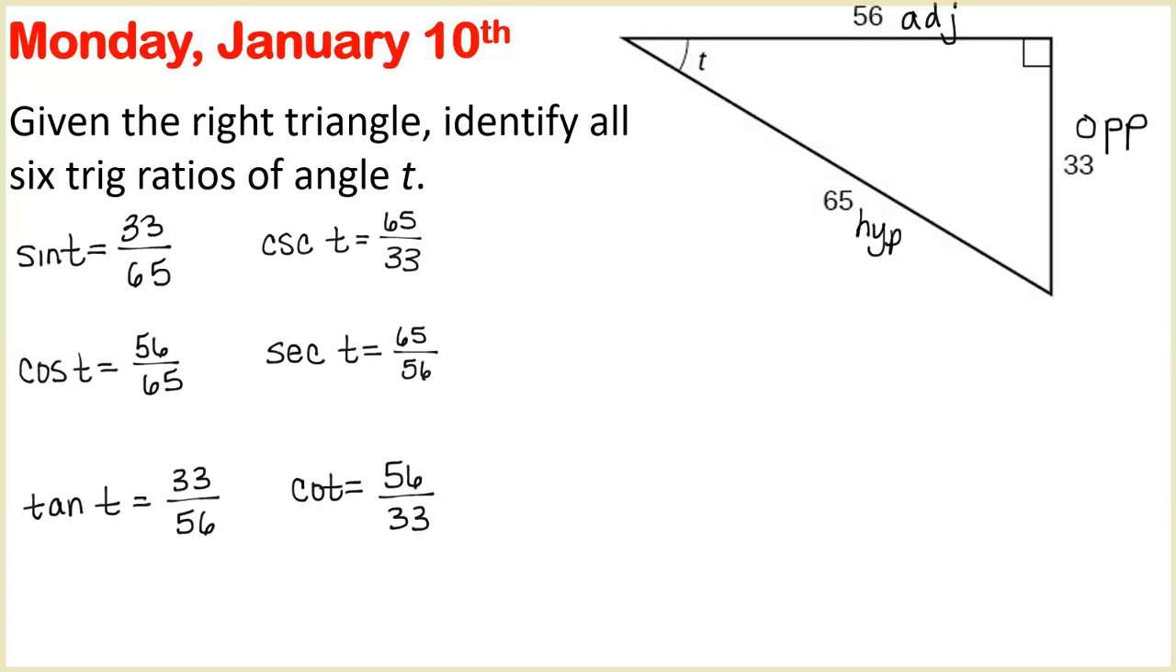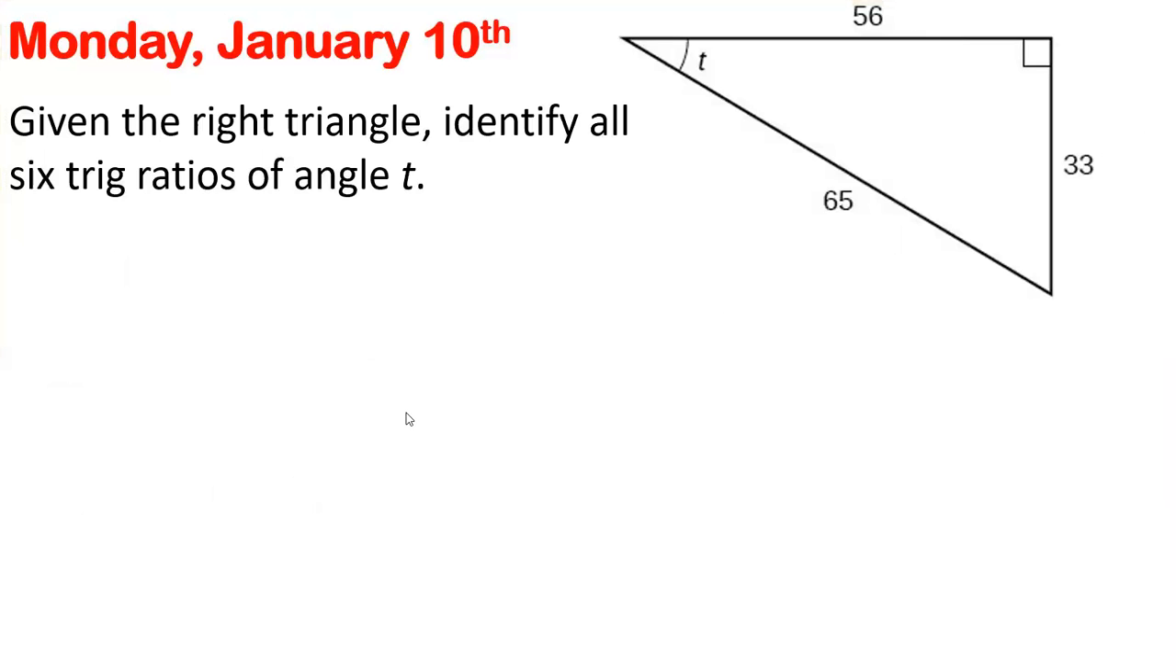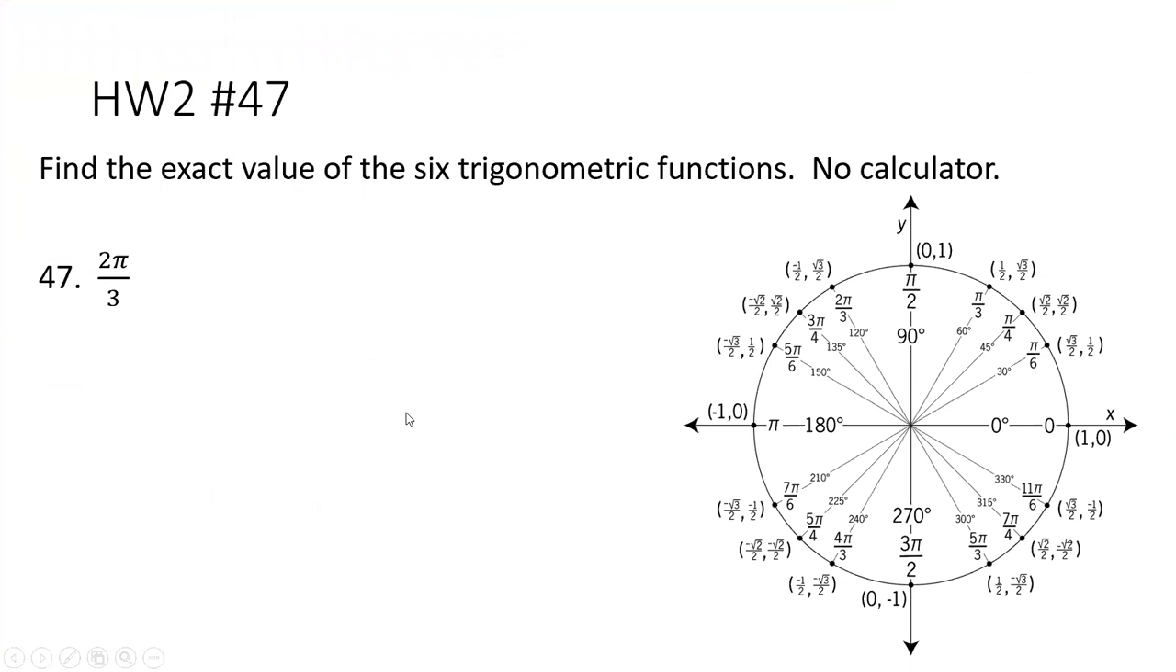So I wanted to continue practicing in homework 2. So take a minute, and we're going to look at number 47. So this is the unit circle. And remember, I always say the unit circle is your calculator. So we have to find the exact values of all six ratios for 2 pi over 3. So for number 47, 2 pi over 3.